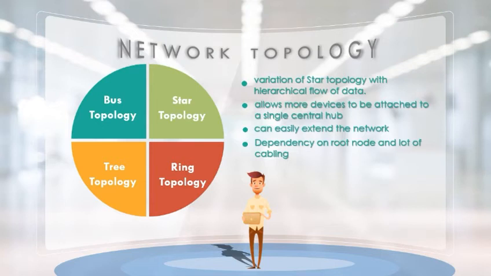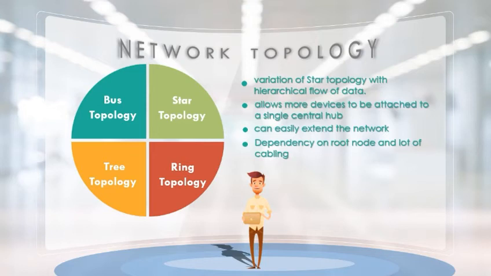So a root is there, then there are branches. From the central node, branches extend to the next level. So there is a root and branches. By using tree topology, it allows more devices to be attached to a single central hub. That is the main feature of tree topology.